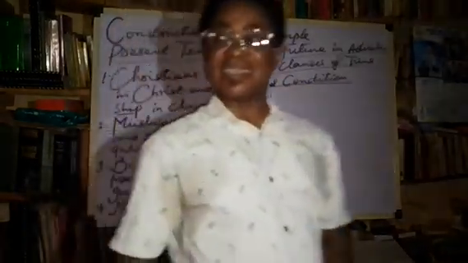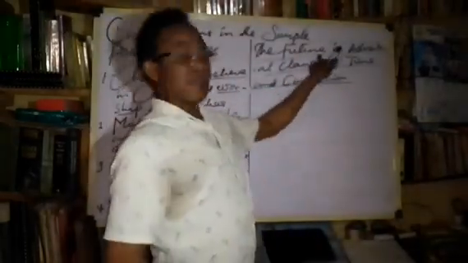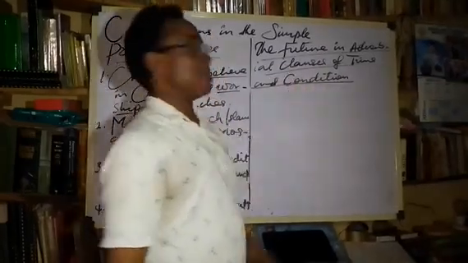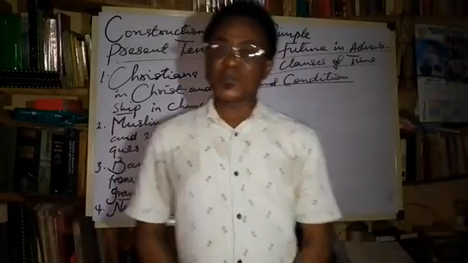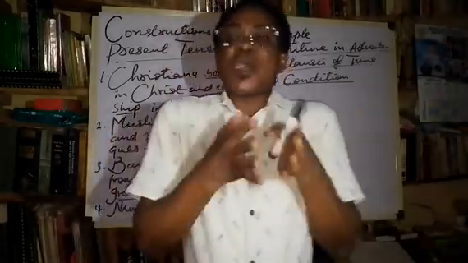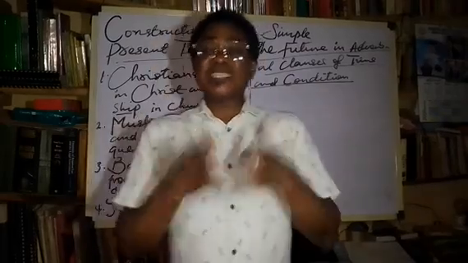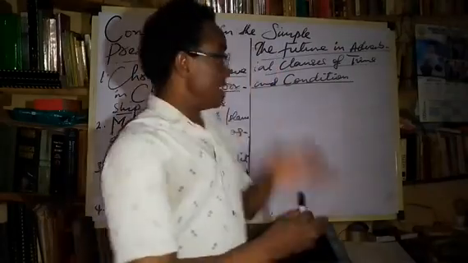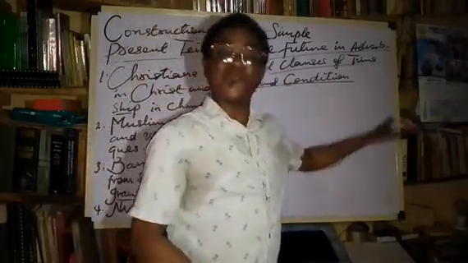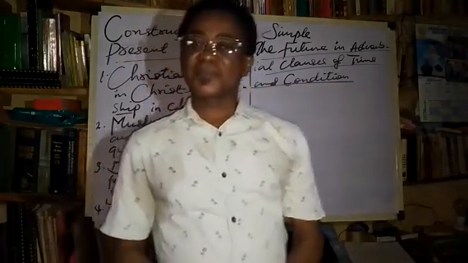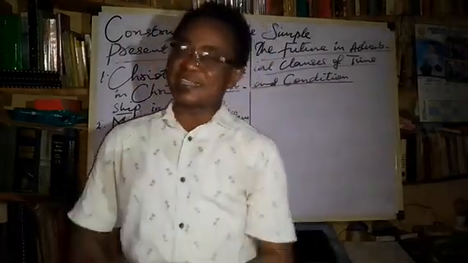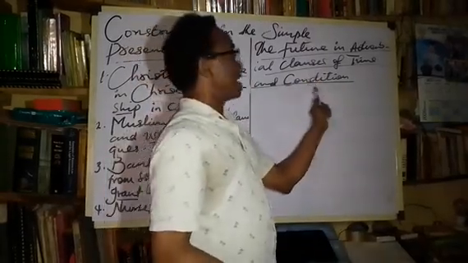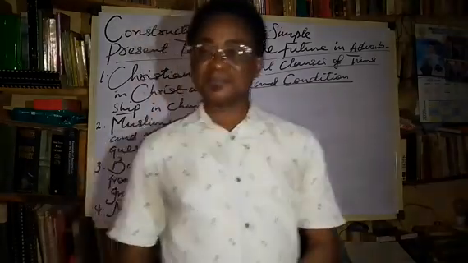What we have here, it says the future in adverbial clauses of time and condition. That is, we also use the simple present tense in a sentence talking about a future action, in the part of the sentence that contains an adverbial clause of time or an adverbial clause of condition.